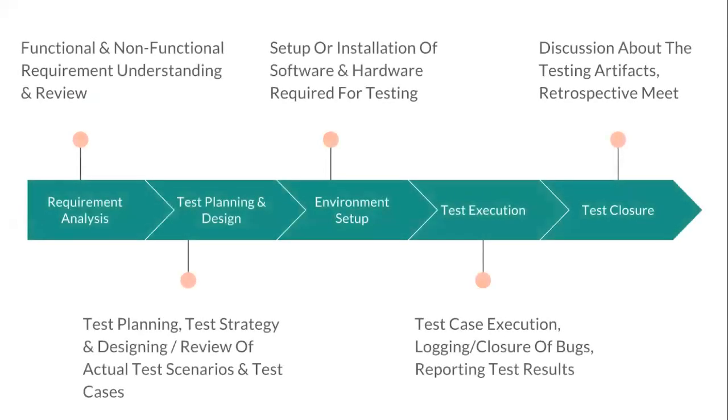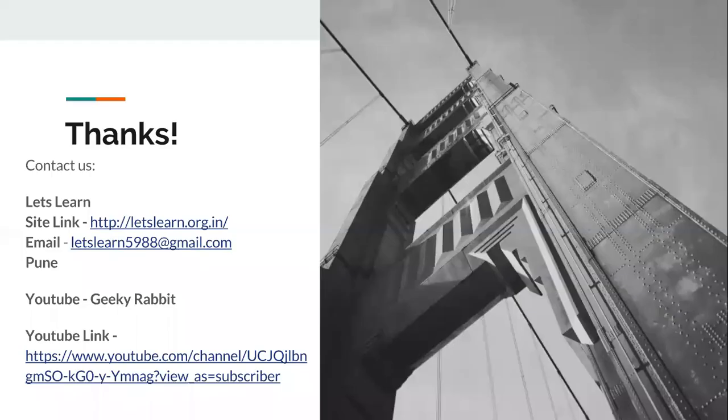So the 6 phases make up the whole software testing life cycle. That is beginning with the requirement analysis, followed by test planning and test design. After that, the test environment setup, then the actual test execution, and the test closure. So that's all for the software testing life cycle.